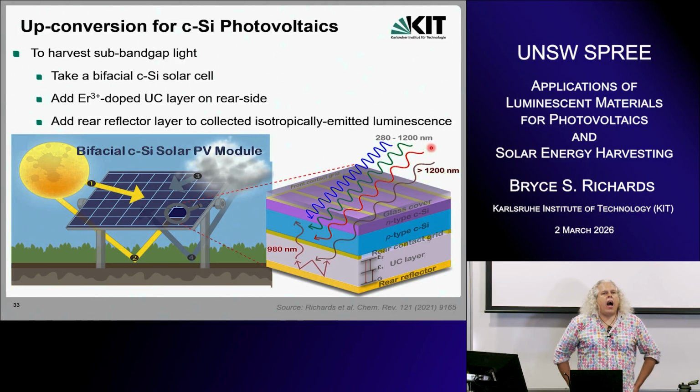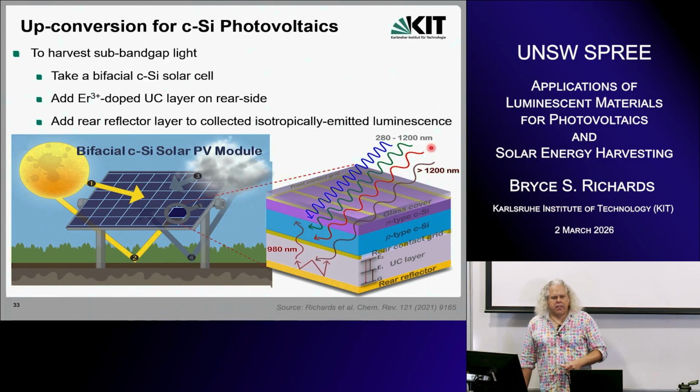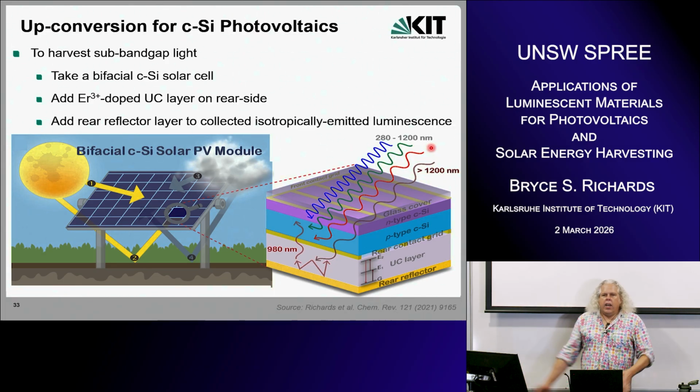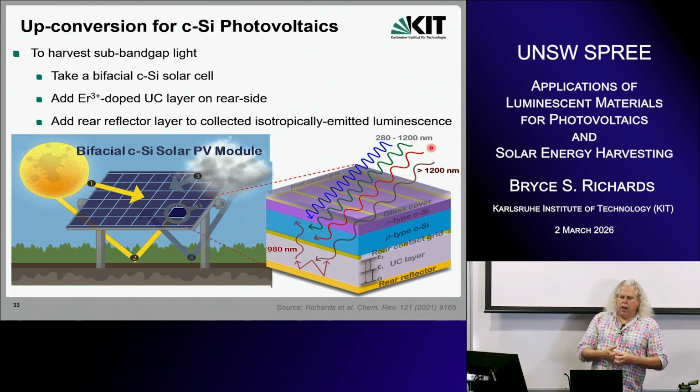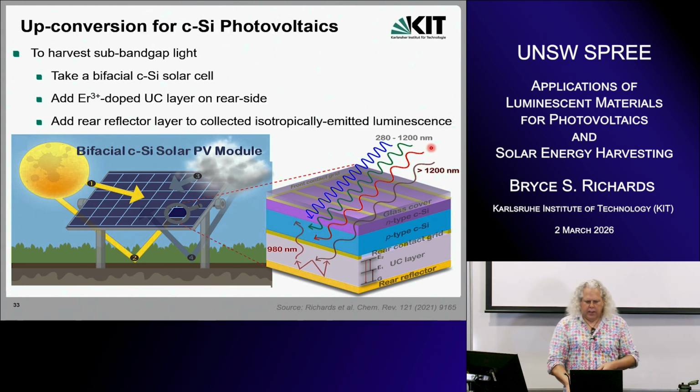So basically, to harvest sub-bandgap light, from an engineer's point of view, what do you want to do? Well, you want to take a bifacial crystalline silicon solar cell. You'd like to slap another layer on the rear of that, which contains your erbium-doped upconversion material. And then to stop the luminescence escaping, because luminescence is typically isotropically emitted, you just put some kind of reflector on the back. It can be PTFE or a sputtered metal layer if you want.